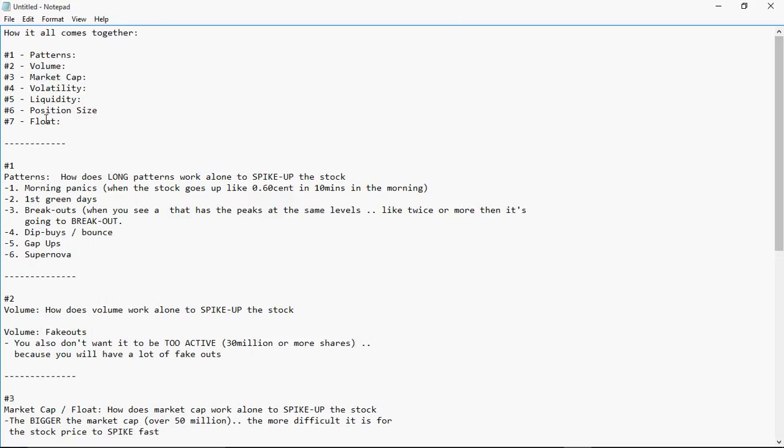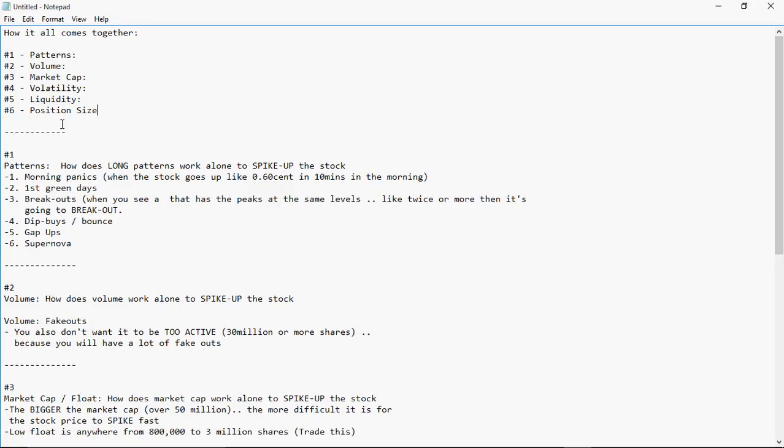He should have made clear what volume is and how it affects the stock, what market cap is, how it affects the stocks, what volatility is, how it affects the stock, what liquidity is, how it affects the stock, how position sizing affects the stock. I don't need float here because float and market cap is the same.